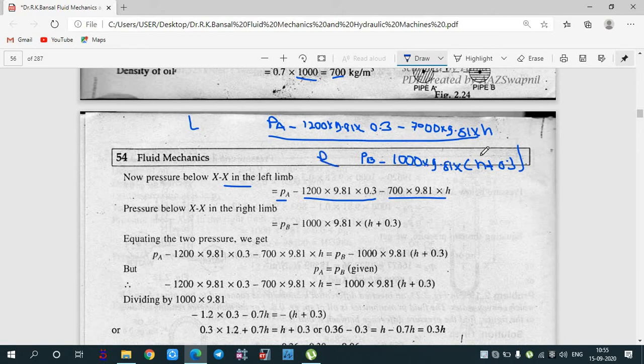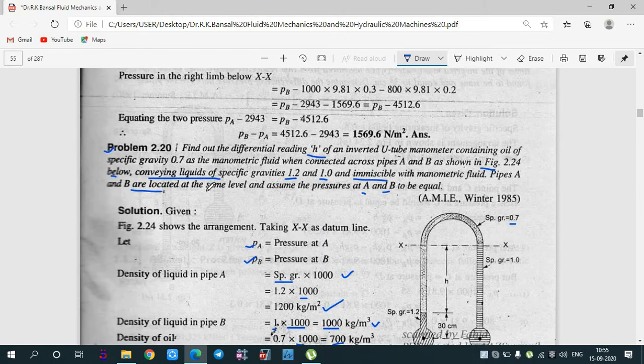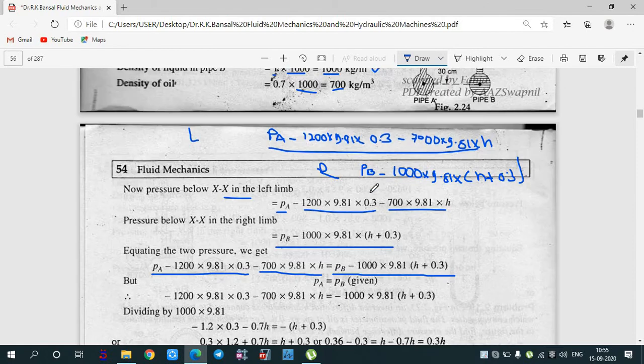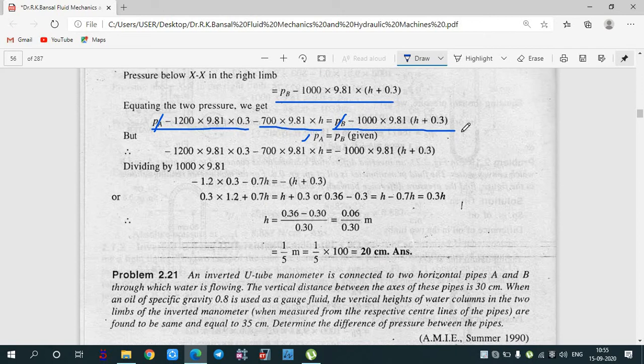Now we will equate the pressure in the left limb to the pressure in the right limb. So this is the right limb pressure as I have written over here. Equating both the equations, we will get PA minus 1200 into 9.81 into 0.3 minus 700 into 9.81 into H, equals PB into 1000 minus 1000 into 9.81 into (H plus 0.3). As you can see, in the question it was written that the pressure at A and B are the same. Since the pressures are equal, we can cancel PA and PB. So we are left with the other values.